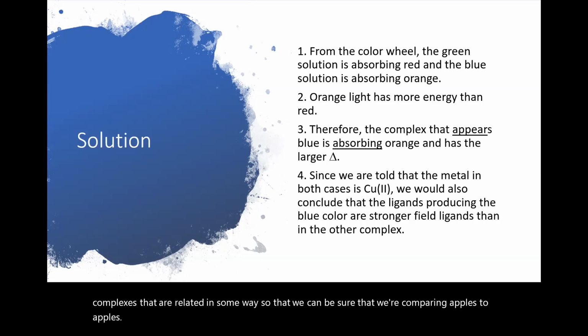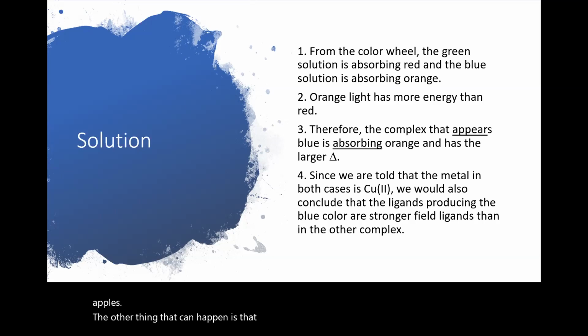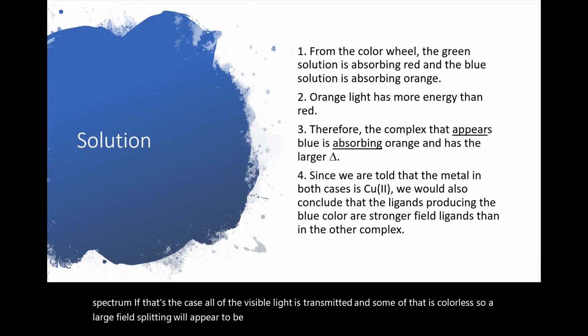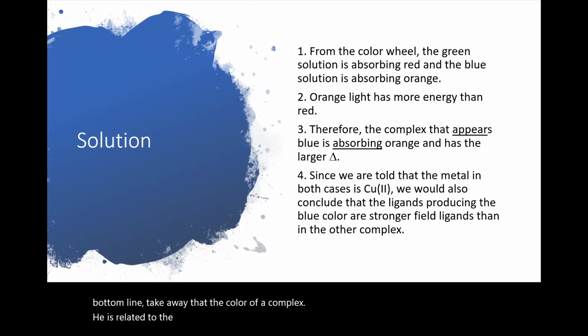The other thing that can happen is that one complex might absorb in the UV region of the spectrum. If that's the case, all of the visible light is transmitted and the sum of that is colorless. So a large field splitting will appear to give rise to a colorless complex. But again, bottom line takeaway, the color of a complex is related to the d orbital splitting, and the color is caused by promotion of an electron from a ground state to an excited state.